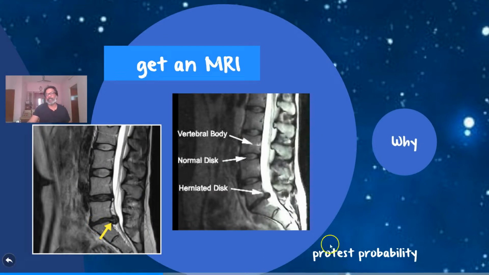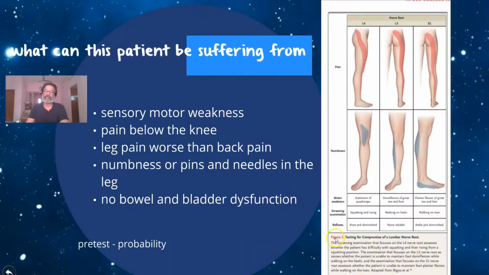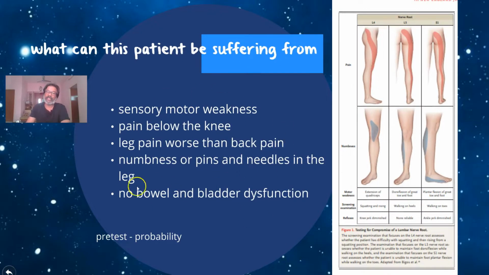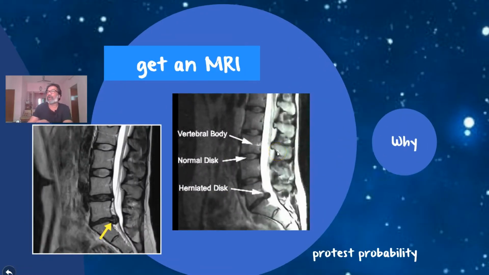So that is called a post-test probability. That is, after doing the test, what is the probability I get? Say, for example, with the earlier information I am 70% sure that the patient is suffering from sciatica. So if I get an MRI, now I should be probably 90 or 95% very sure that this is sciatica. That is the idea of doing a particular test.